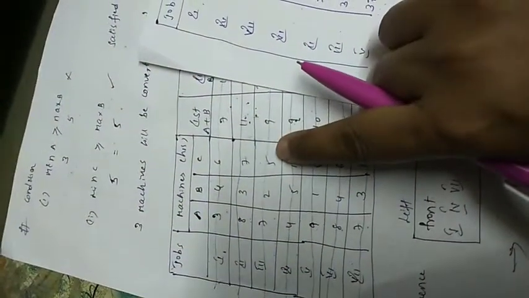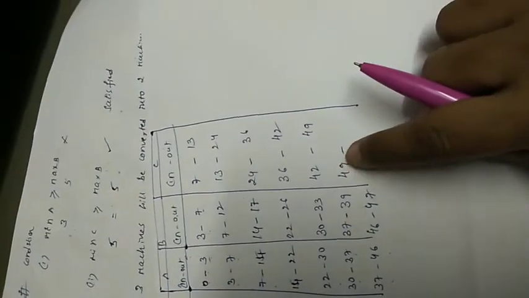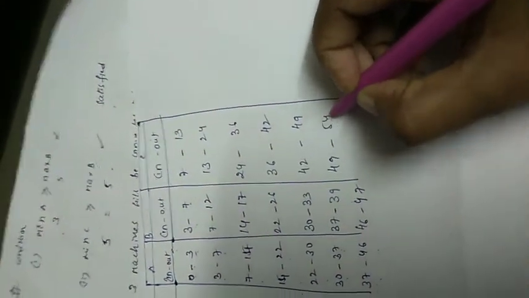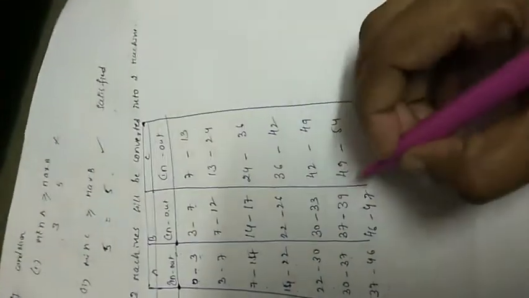Third job for C mission is 5. 49 plus 5 is 54. 47 and 54, which is highest? 54. Just add it, just add this number.